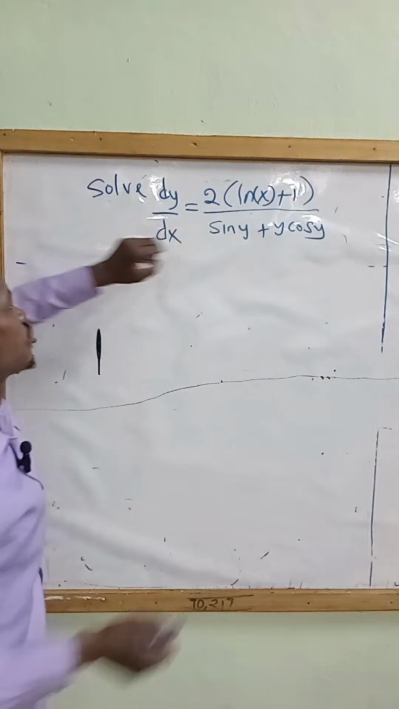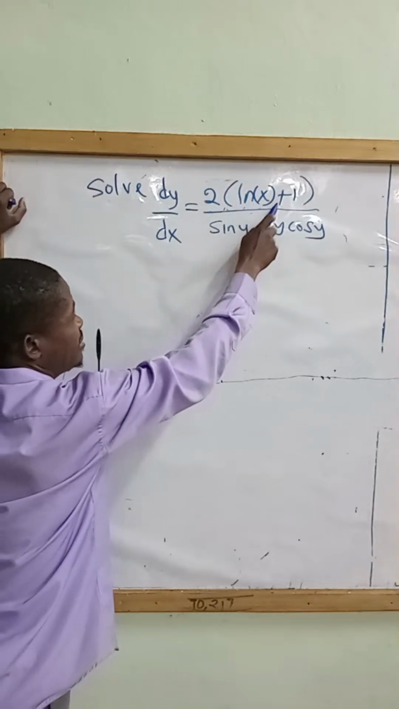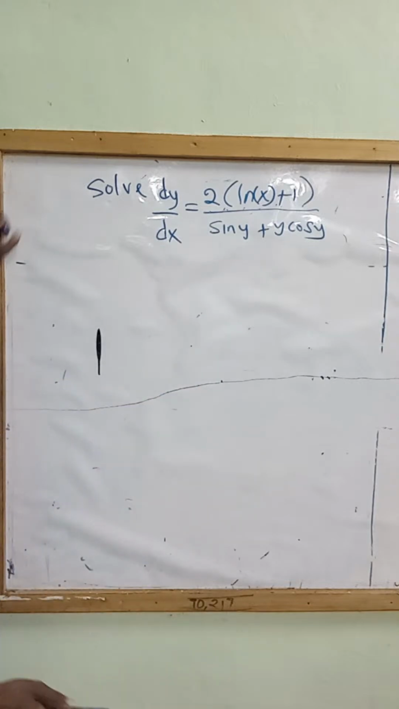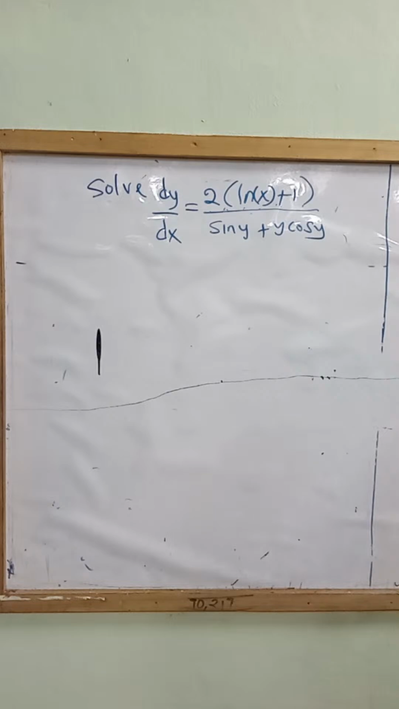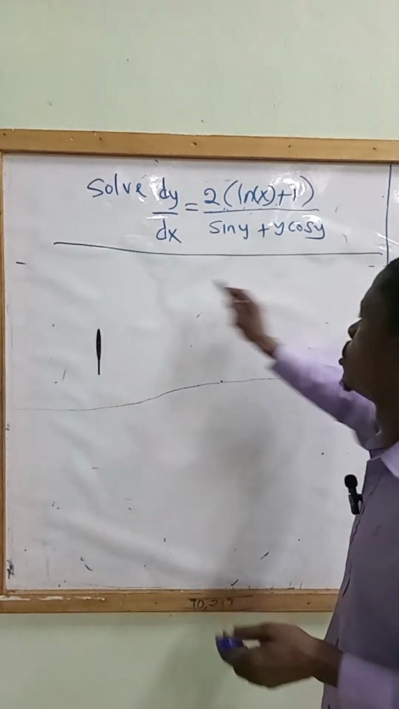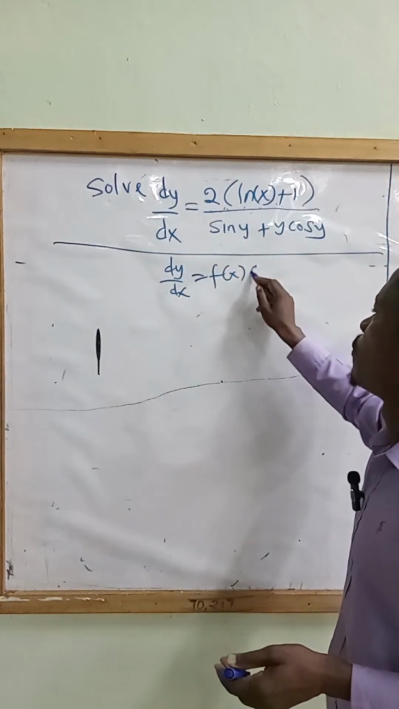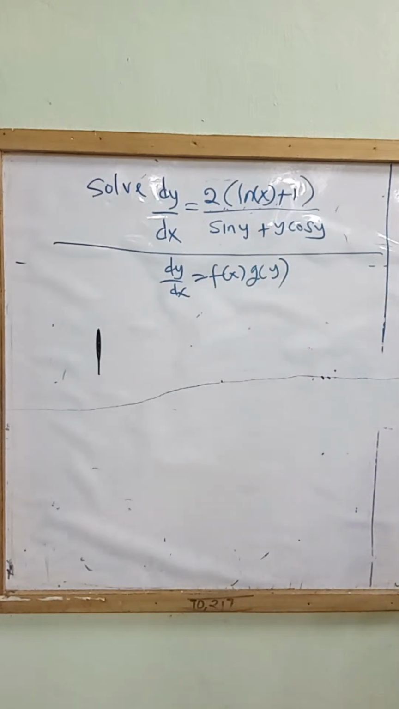Next question: dy/dx equal to 2 times (natural logarithm of x plus 1) over sine y plus y cos y. If you look, this is a first order differential equation, and it conforms to this expression, f of x times g of y.